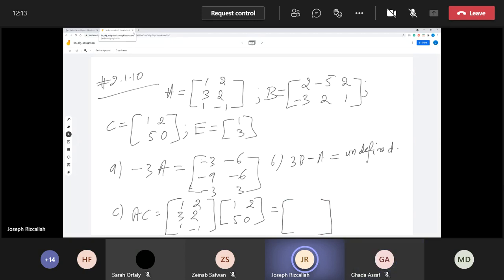And now let's find the entries. In the 1, 1 entry, I have 1 times 1 plus 2 times 5, so this is 11. Then 1 times 2 plus 2 times 0, which is 2. Then 3 times 1 plus 2 times 5, which is 13. Then 6 plus 0, which is 6. Then here I have 1 times 1 minus 5, minus 1 times 5, so it's minus 4. And finally, I have 2 here. This is the answer.